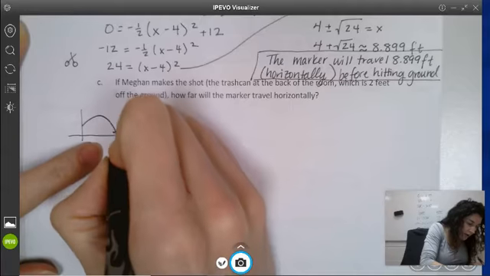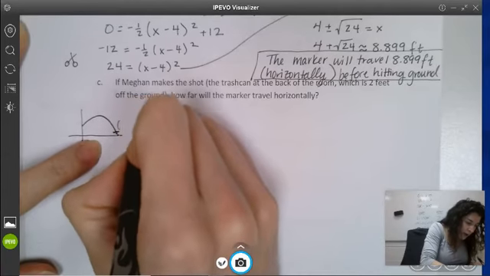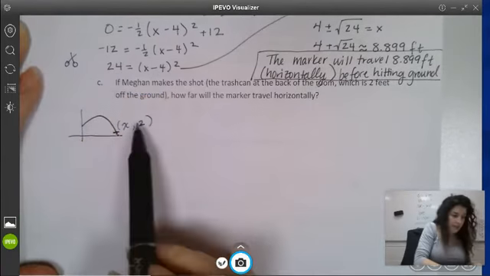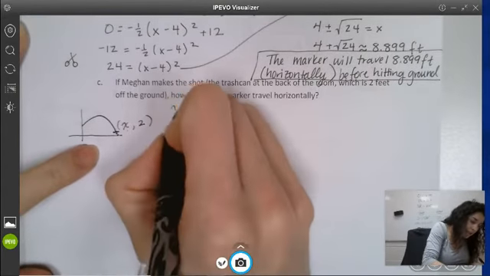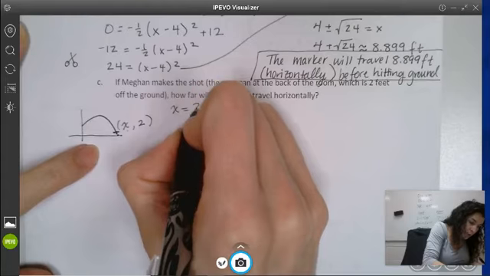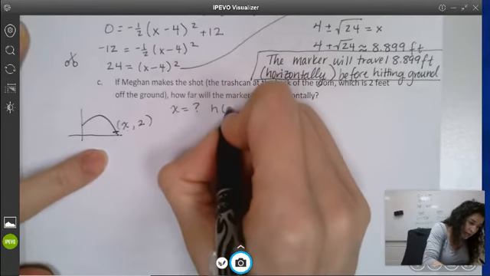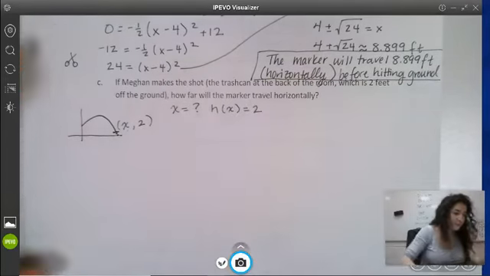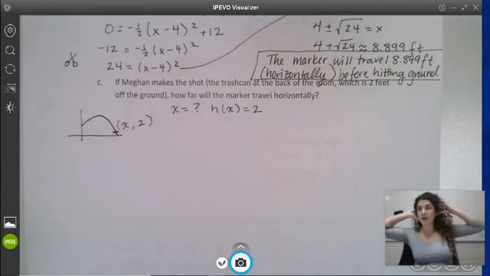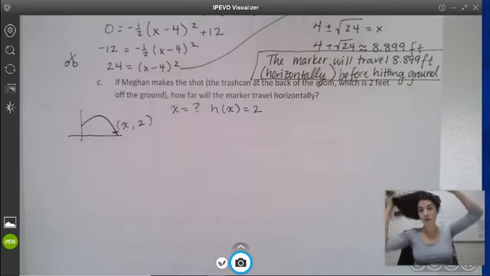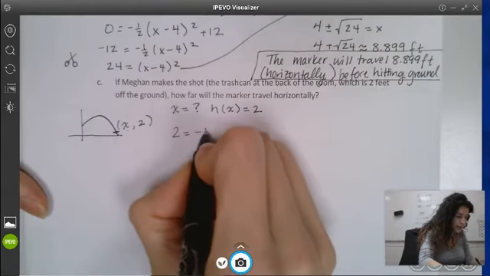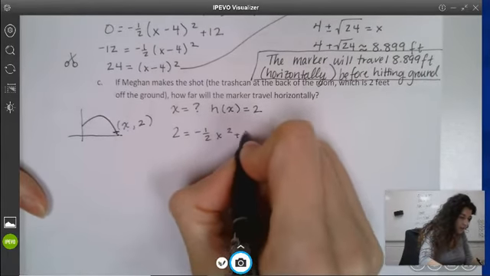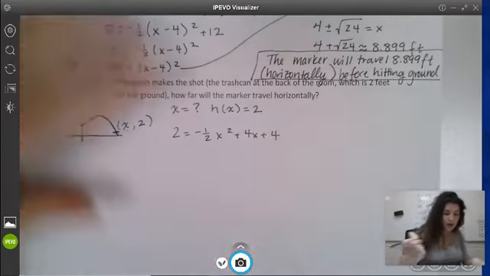And I want to know when my y value is 2, what is my x value? So I can even say that x equals question mark when h of x equals 2. All right, which means that we're setting this guy equal to 2. 2 equals negative 1/2 x squared plus 4x plus 4.